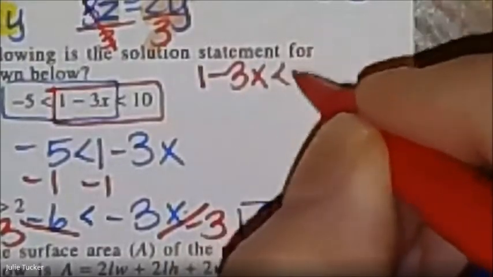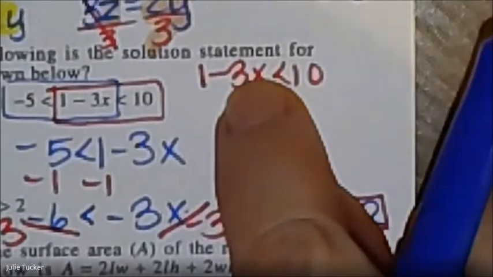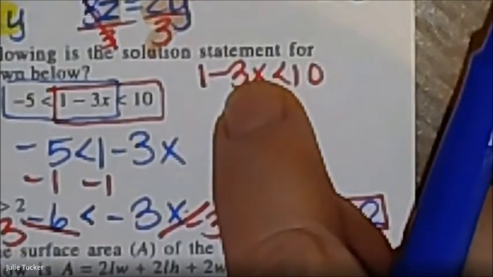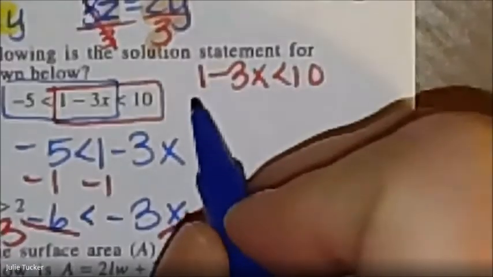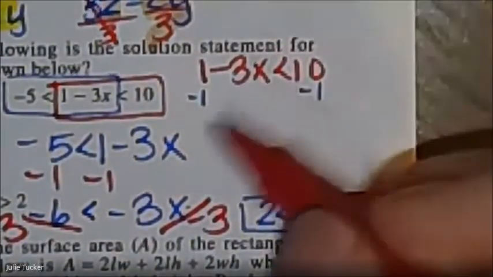The other one is 1 minus 3x is less than 10. So what should I do with this one? The negative belongs to the 3. This is a positive 1, minus 1. 9. Divide, yep.